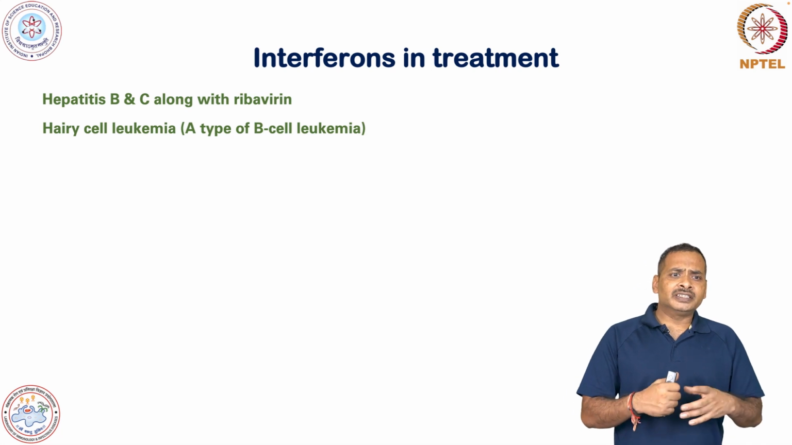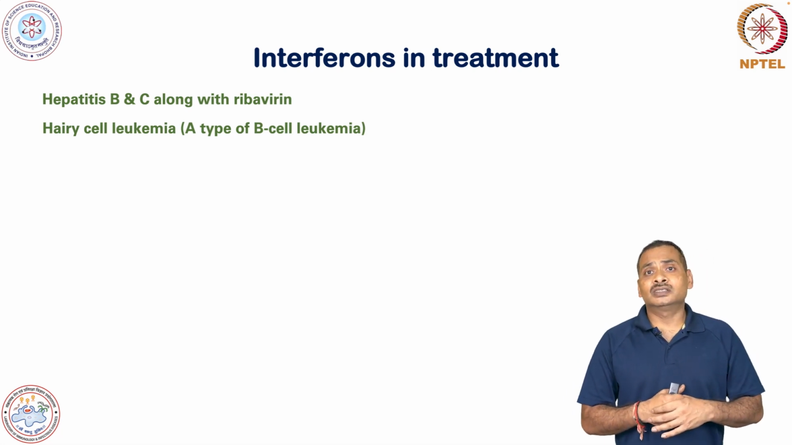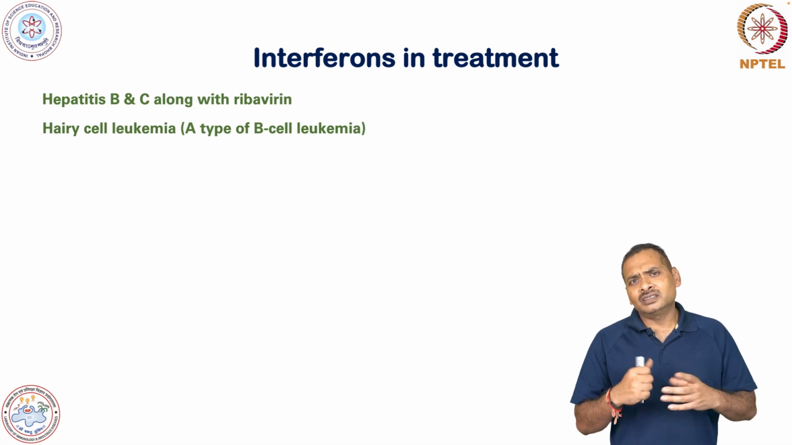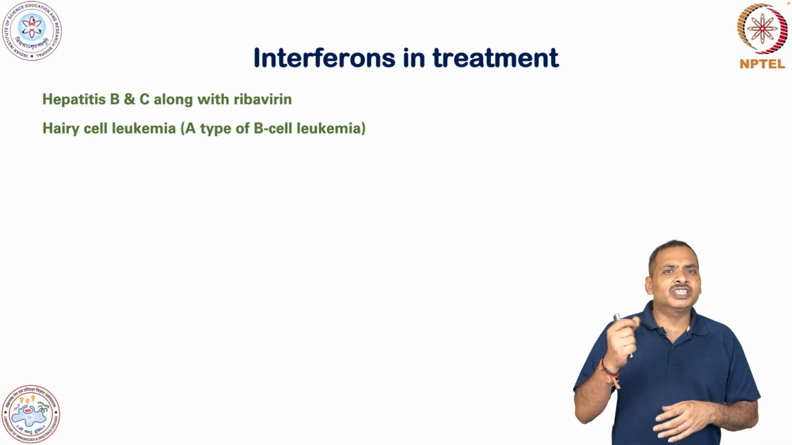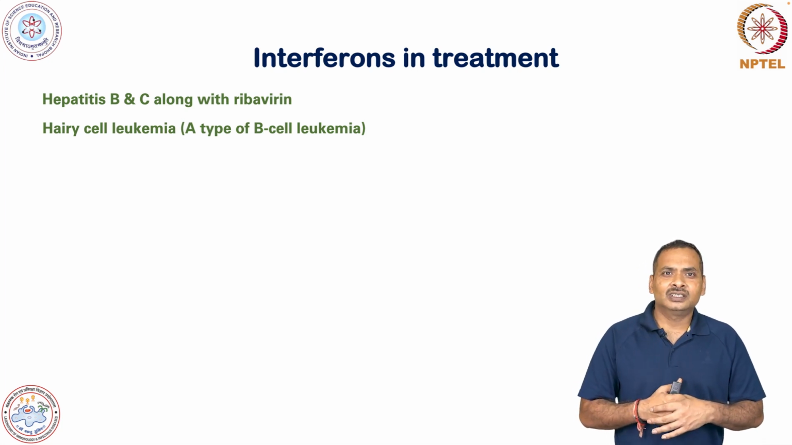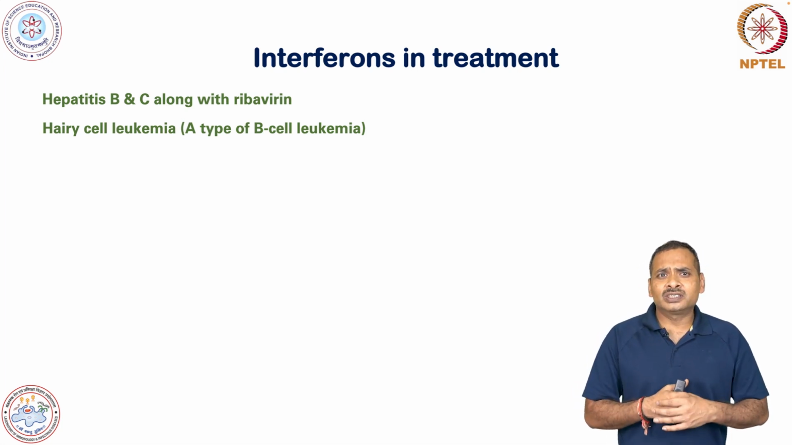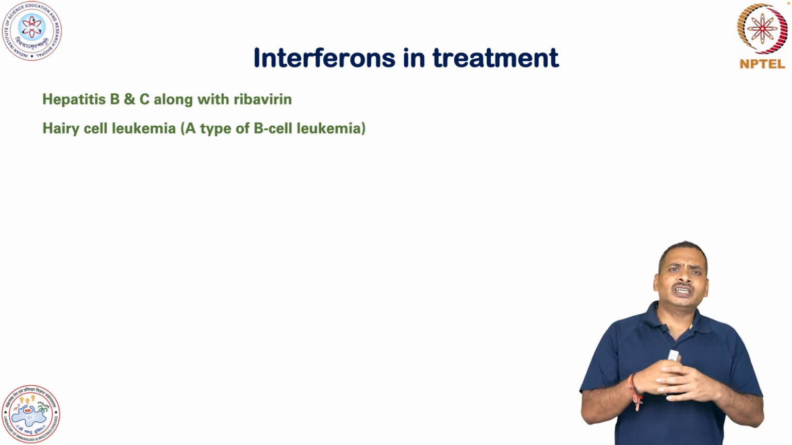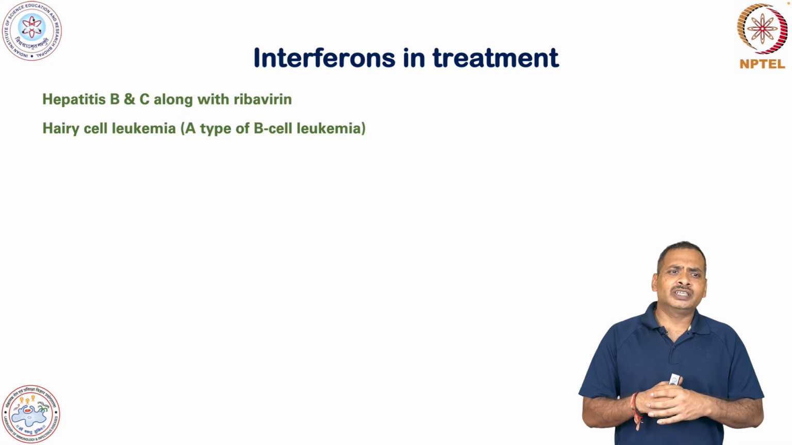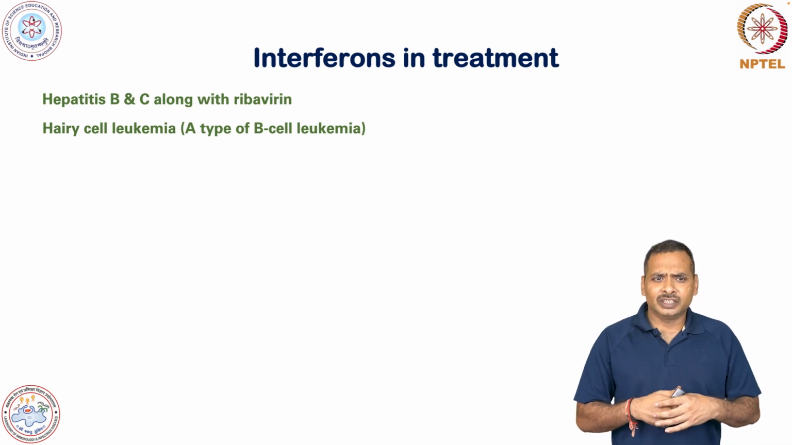Another is hairy cell leukemia. It is a type of B cell leukemia in which the B cells develop hair like projections, and this is quite fatal. This kind of leukemia can also be treated by interferons.